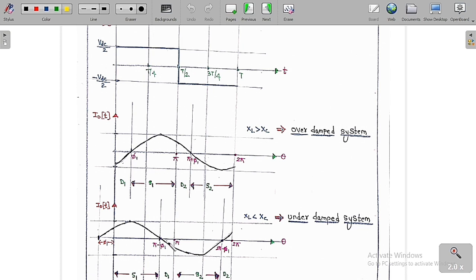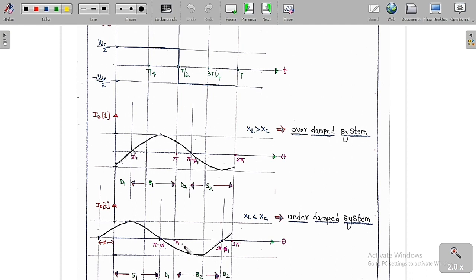Whereas for the underdamped system, when XL is less than XC, you can see clearly from 0 to pi minus phi 1, the voltage is positive and the current is positive. If both are positive, we can say S1 is conducting. Whereas from pi minus phi 1 to pi, the voltage is positive and the current is negative. So voltage positive and current negative means diode D1 is conducting.